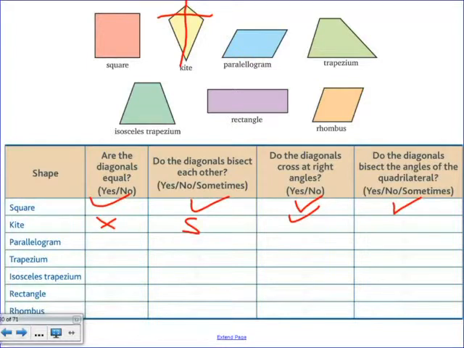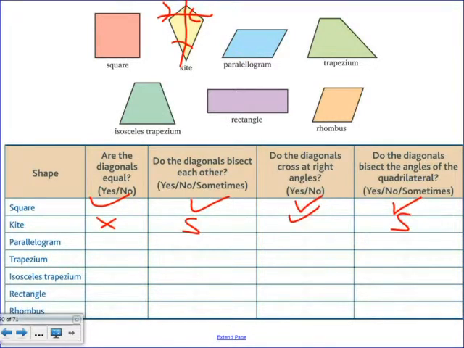Do the diagonals bisect the angles of the quadrilateral? So, is this angle here cut in exactly in half by the line going up and down? Yes. Yeah, and the one at the top is, but what about these ones at the sides? No, because it's slightly less steep on the ones above. So that's a sometimes as well.